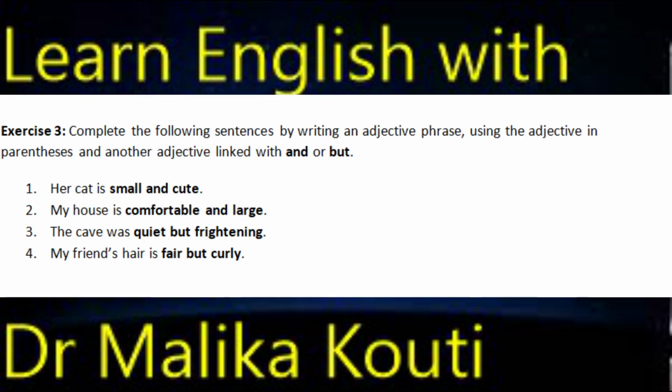Exercise 3. Complete the following sentences by writing an adjective phrase using the adjective in parentheses and another adjective linked with and or but. Let's take number 1. Her cat is. Okay, we can say, for example, her cat is small and cute. 2, my house is. We can say my house is comfortable and large. 3, the cave was. Okay, we can say, for example, the cave was quiet but frightening. 4, my friend's hair is fair.